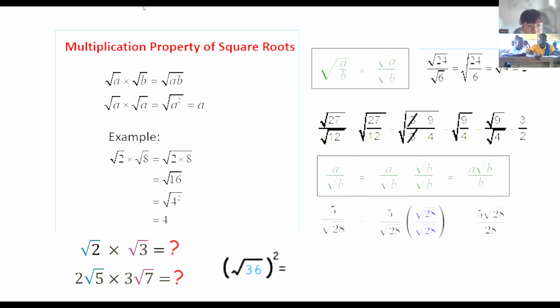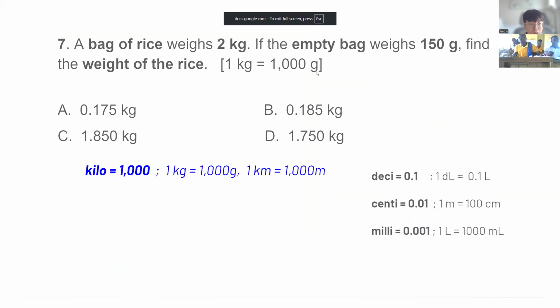Yeah, let's go to the next question. So let's look at this question. A bag of rice weighs 2 kilograms. If the empty bag weighs 150 grams, find the weight of the rice. How do we solve this problem?